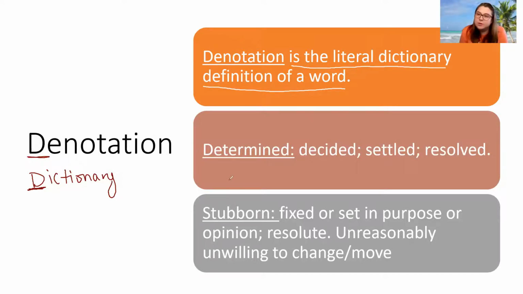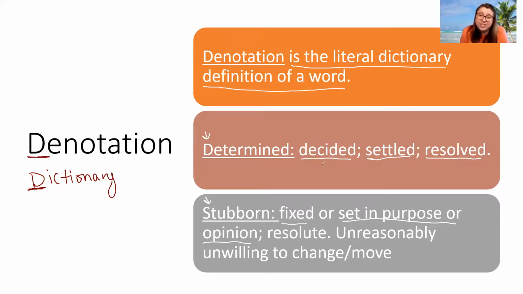So let's look at how this works with two of our words from the previous screen. So we have the words determined and stubborn. In the dictionary, determined is defined as being decided, settled, or resolved, meaning that you have made a firm opinion, you are determined, you are going to finish it, everything is kind of done and finished. When something is stubborn, we say that it is fixed or set in purpose or opinion, meaning that your ideas aren't going to change.